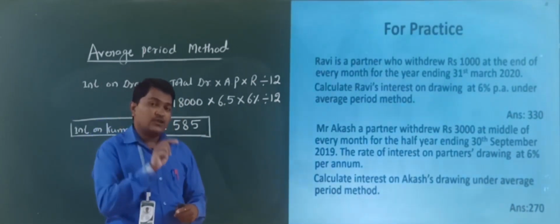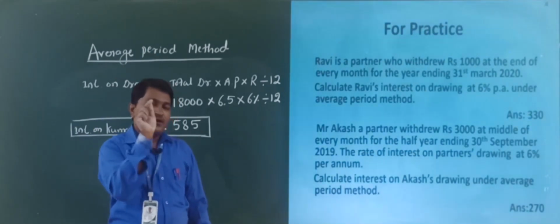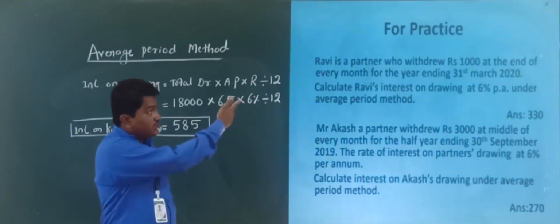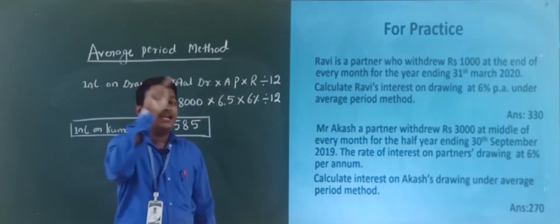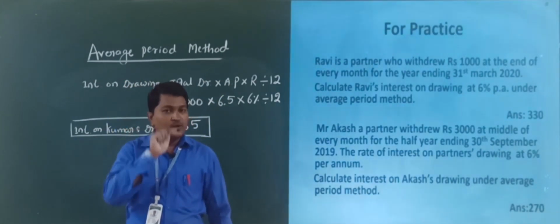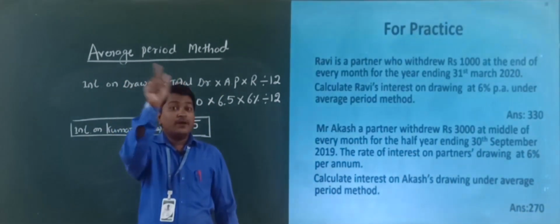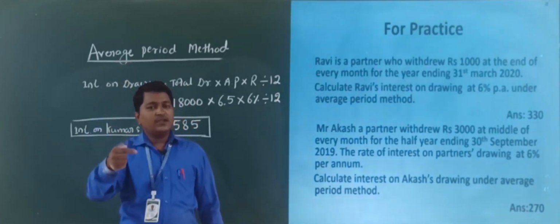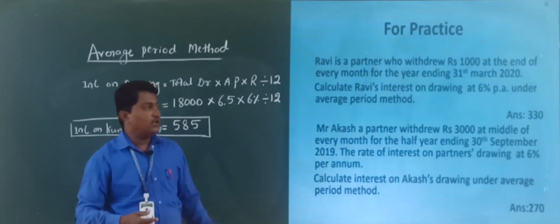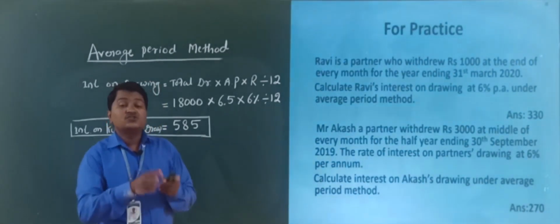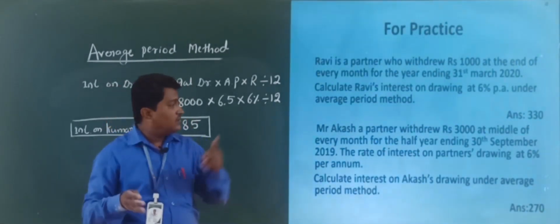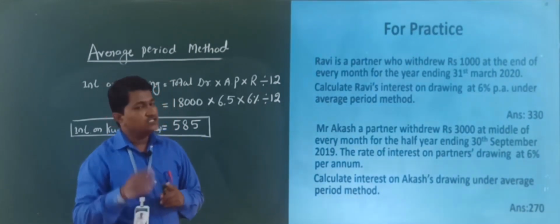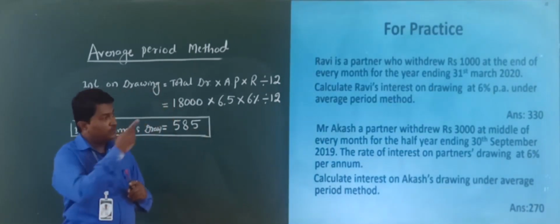Next, how to calculate average period? 12. Now here the question arises, for that 12 either plus 1, plus 0 or minus 1. At the end of the month, end means minus 0. So what is your calculation there? 12 minus 1 divided by 2, that is 11 divided by 2, that is 5.5, the average period for this problem. So you try this one. I have given the answer also there, that is 330 is the interest on drawing. So please try that also.